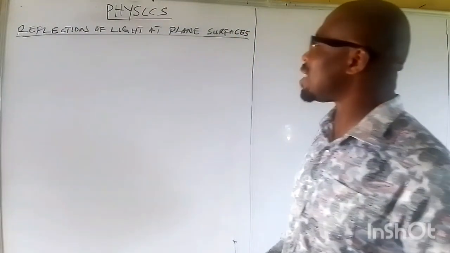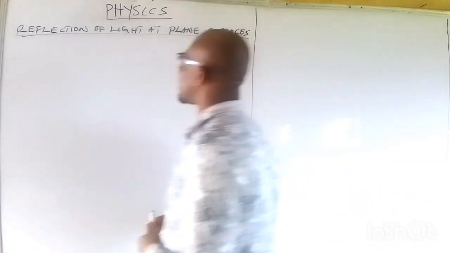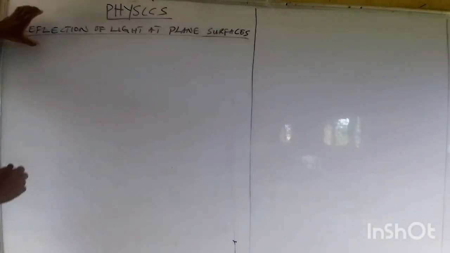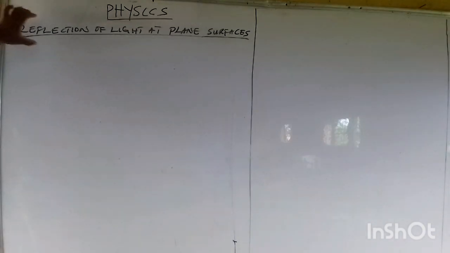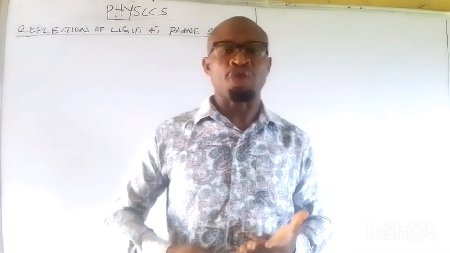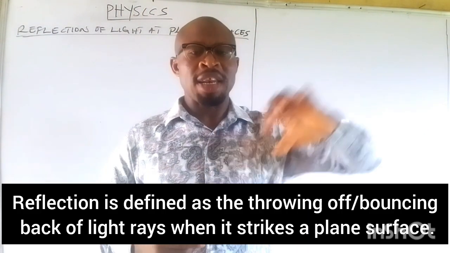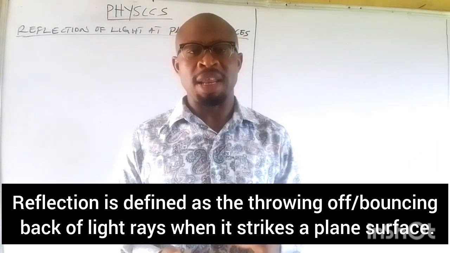Today I want us to look at the reflection of light at plane surfaces. We start with the definition of the term reflection. And of course, we know that reflection is nothing but the throwing off or throwing back of light when it hits a plane surface.